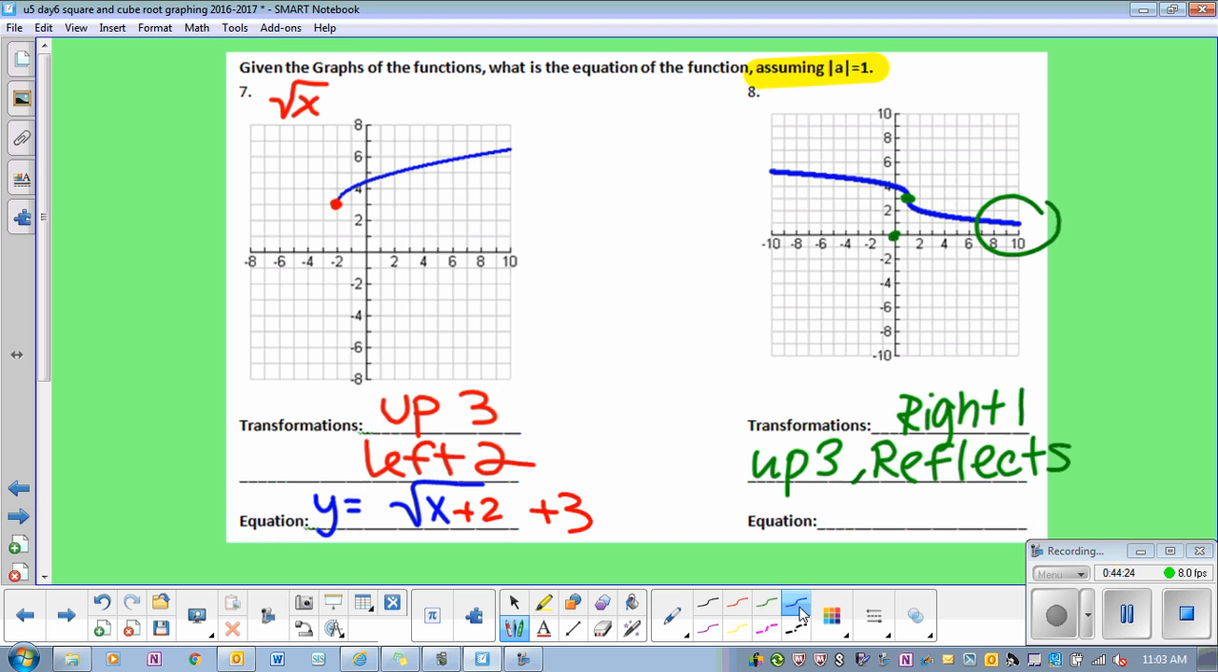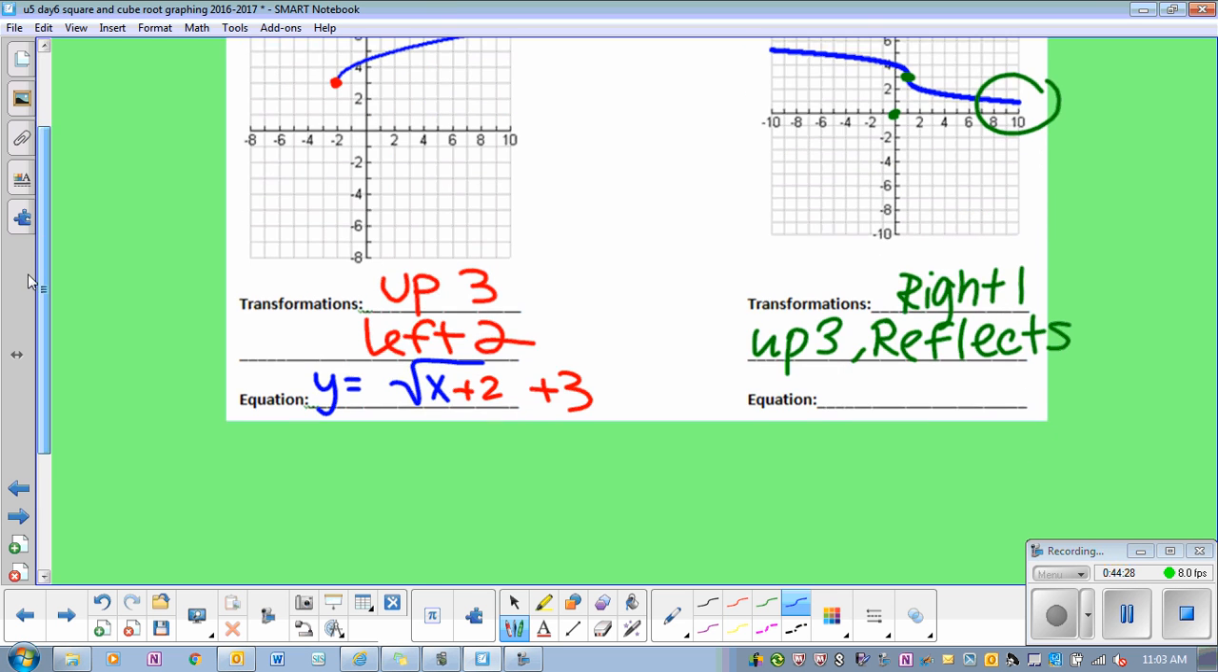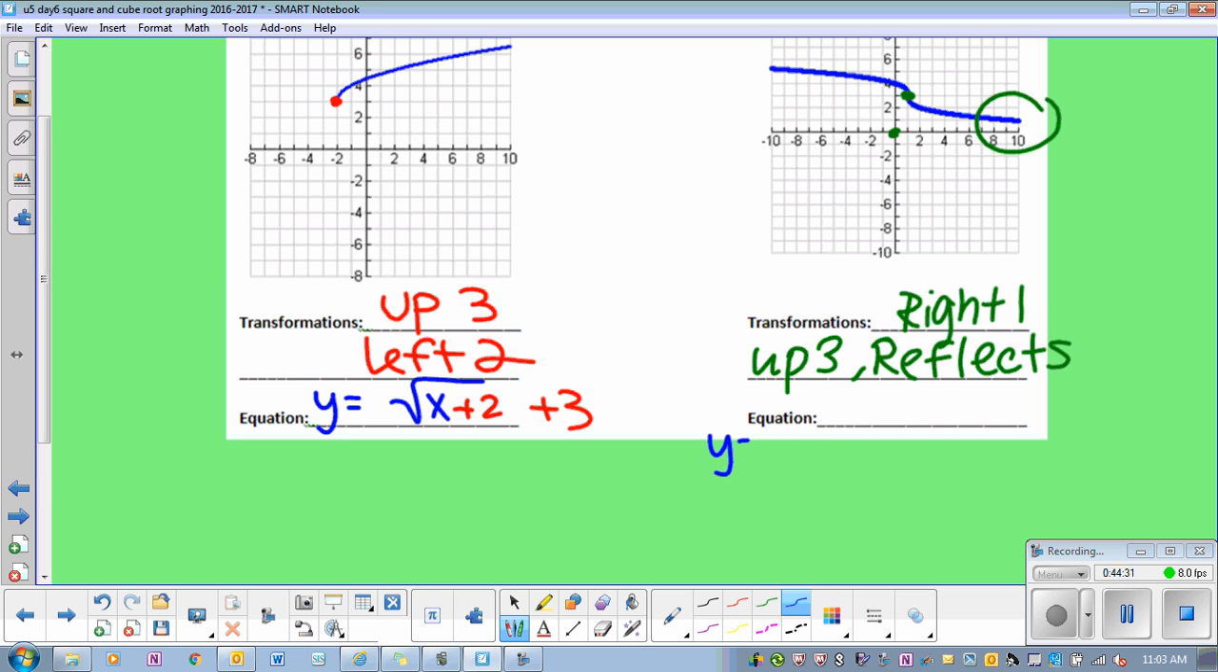So it's y equals negative cube root, then x minus 1, and then plus 3. Yeah, good. Super. Good job.